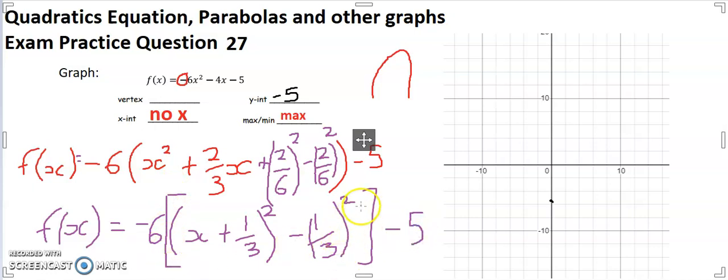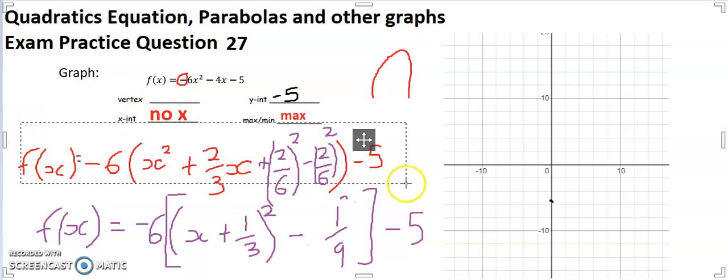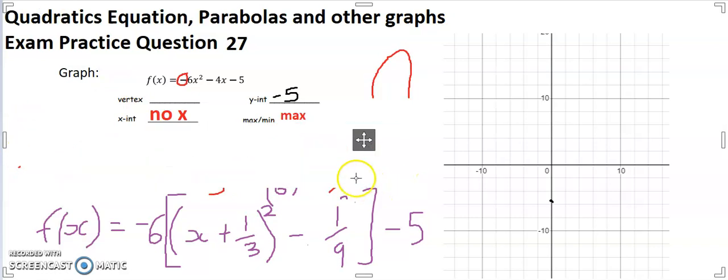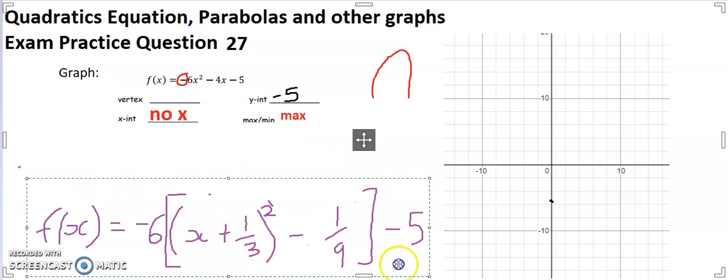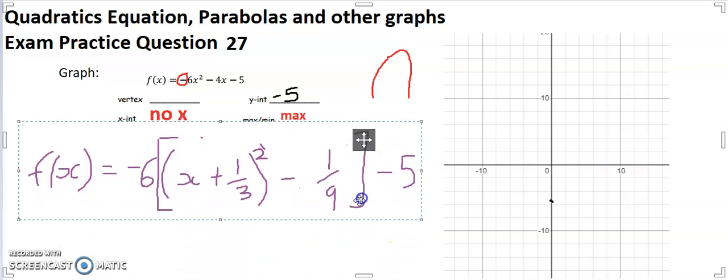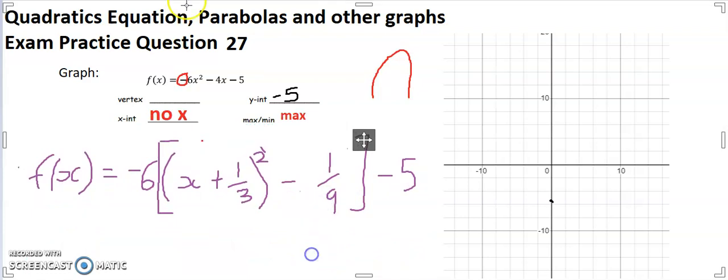I know 1/3 squared is 1 squared divided by 3 squared. So I'll fix that up. 1 squared is 1. 3 squared is 9. So that is actually 1/9. Now, the next step, I'll clear some space. The next step is I would like to expand these brackets a bit.